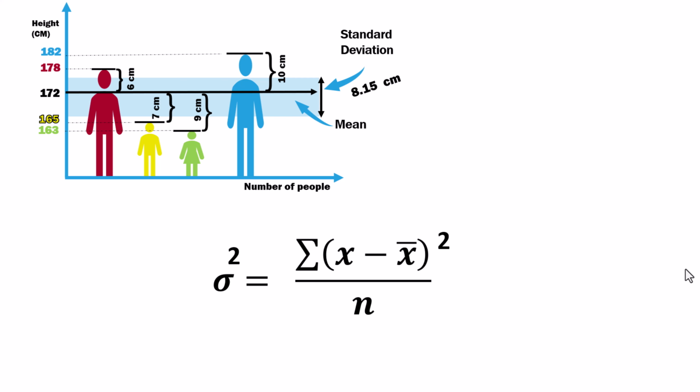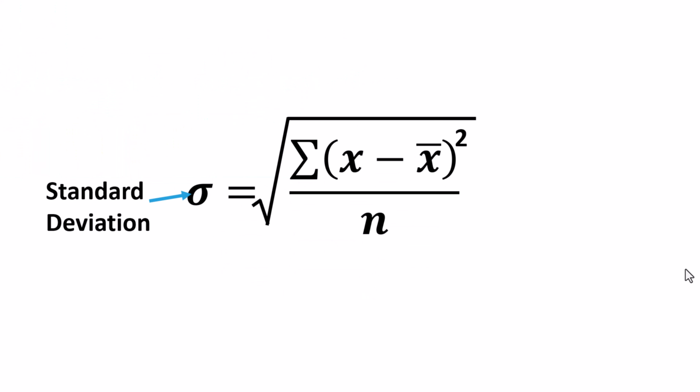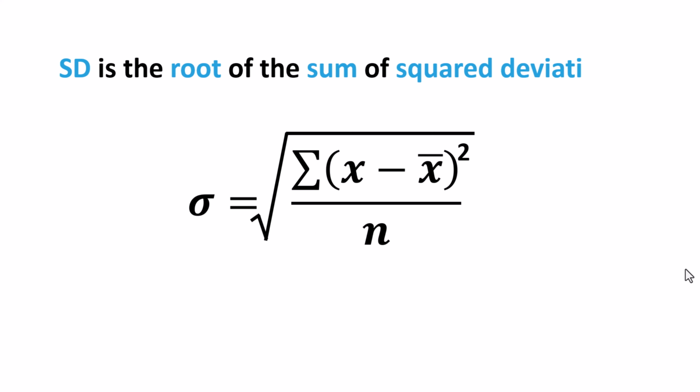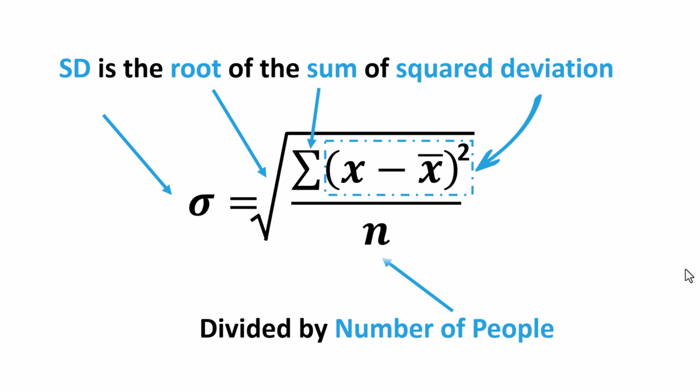After squaring and averaging the deviations, the result is called variance. For example, if data is in centimeters, variance is in square centimeters, and it is less intuitive. We take the square root to return to the original units, making it easier to interpret. The small sigma Greek letter indicates population standard deviation. X is the height of the person, x bar indicates average height, and n is the number of people. So standard deviation is the root of the sum of squared deviations divided by the number of people. It tells us how spread out the data is in the same units as the original data.